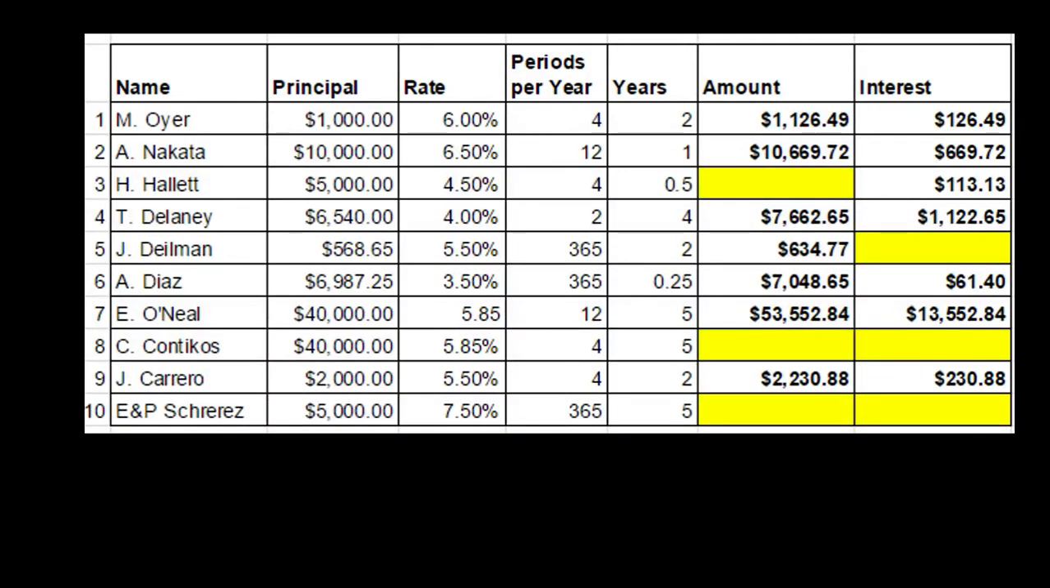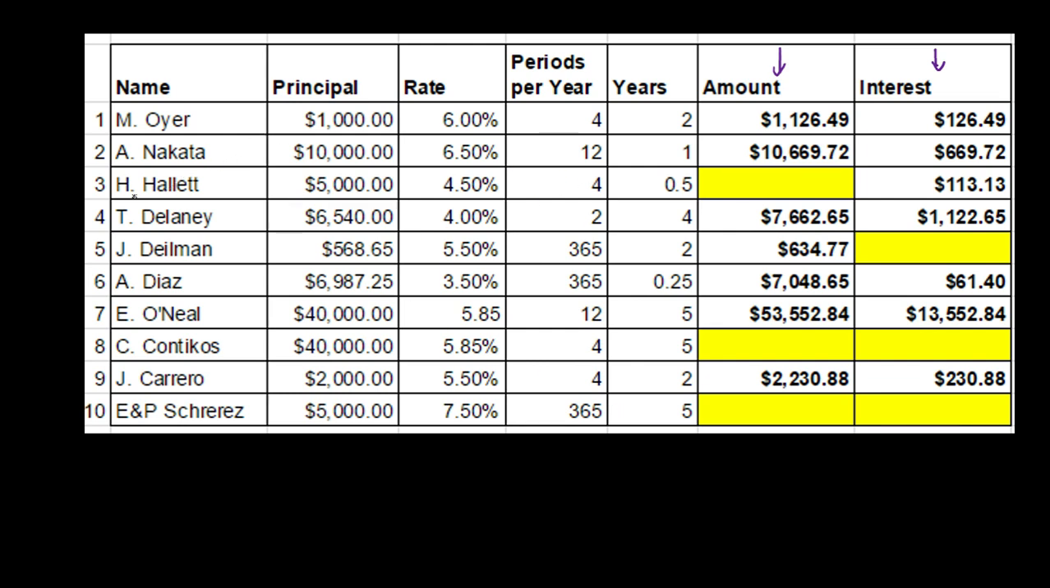Okay, here's page 3 of project 2. We have to find two types of items. One, there are a few areas where we're asked to solve for amount, and then there are a few areas where we're asked to solve for interest. Let's start by taking a look at amount.